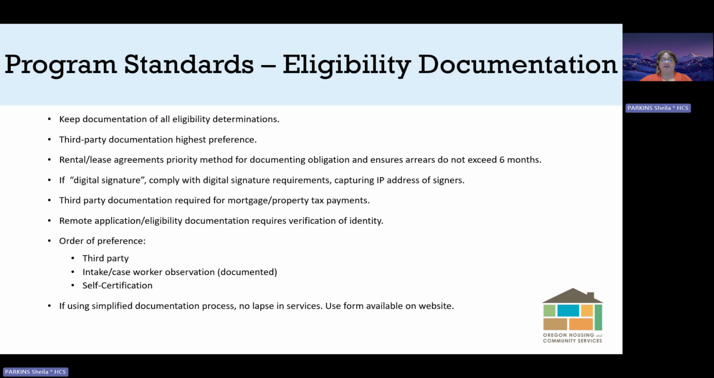The order of preference is always third-party documentation first, then intake or caseworker observation, which must be documented by the caseworker and may include oral statements made to the worker by shelters, institutions, employers, etc. Finally, the last preference is self-certification, which should only be used when staff are documenting why third-party or intake worker observation are not available. Self-certification must be in writing and documented in the client file.